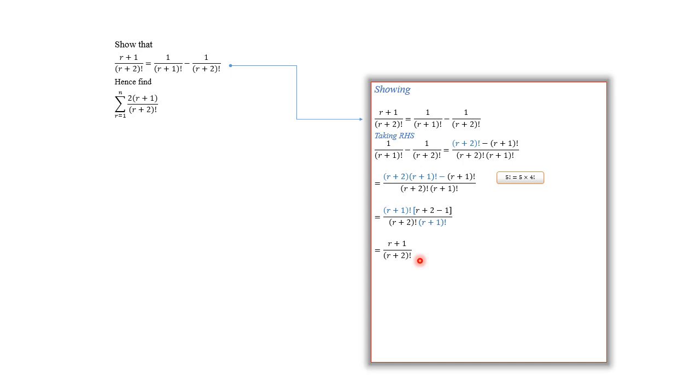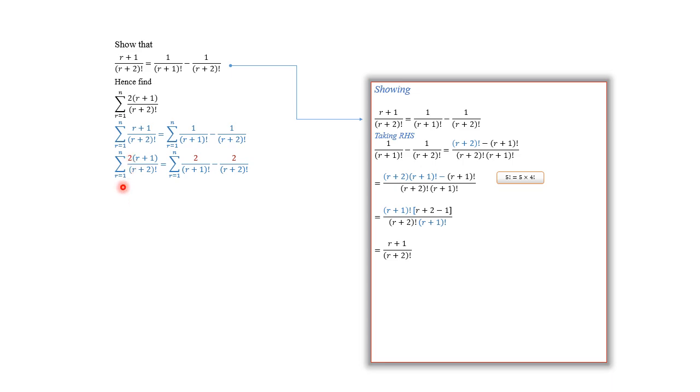Alright, so now we have shown that the left hand side is equal to the right hand side. Now we go to the hence part, where we need to find the summation of this function from r equals 1 up to n. Going back to the identity, we take our identity as it is. The summation of r equals 1 up to n of the left hand side is equal to the summation of r equals 1 up to n of the right hand side. But if you look closely, there is this 2 here, so I can multiply by 2 on this side and also on this side. It's just a constant.